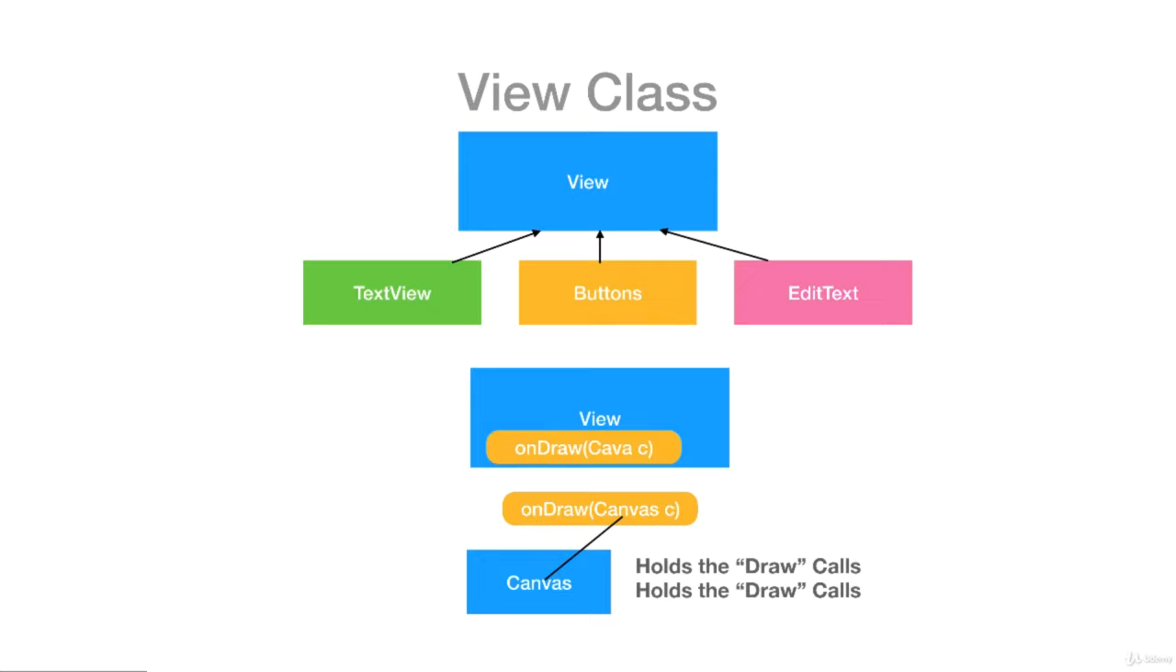But you also notice that the onDraw method contains this Canvas. In fact, I made a mistake earlier when I mispronounced it. It should be Canvas. So this Canvas object holds the draw calls. So it knows exactly what needs to be done on screen in order for us to be able to draw.